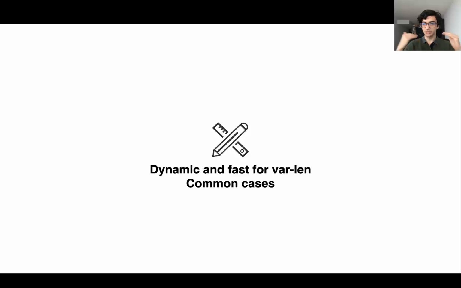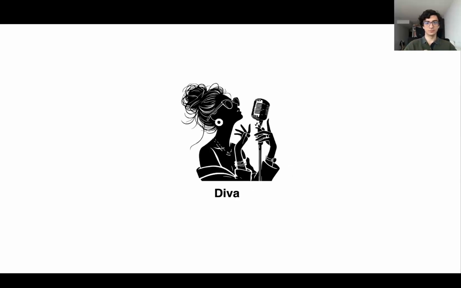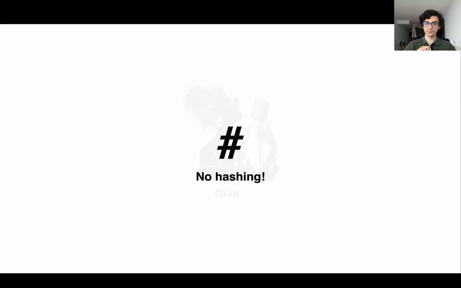So, by designing around the lower bound, we designed the first dynamic and fast range filter for variable length keys and queries that provides a false positive rate guarantee for the common case that we care about. We dubbed this range filter Diva. So let's get into how it works.